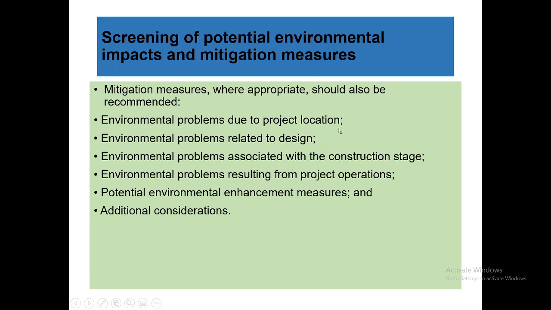And then we are going to evaluate their screening of the potential environmental impact and mitigation. So we are going to find out what kind of loss we are going to give to the environment. So mitigation measures where appropriate should also be recommended. So for example, if there is some water resource damage, we must recommend some alternate water resource provision, or we must provide some solution to that damage.